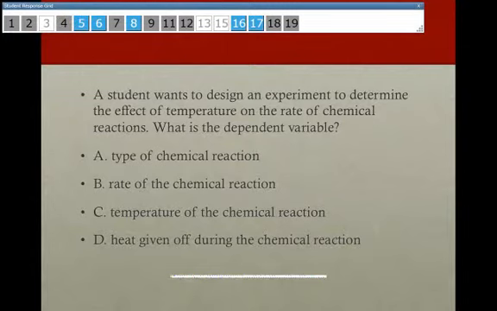Remember, dependent variable depends on the independent variable which you change. So which one is he changing? And then what depends on that?